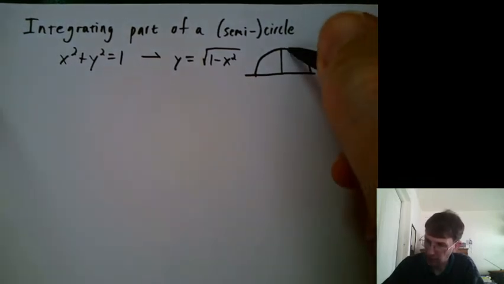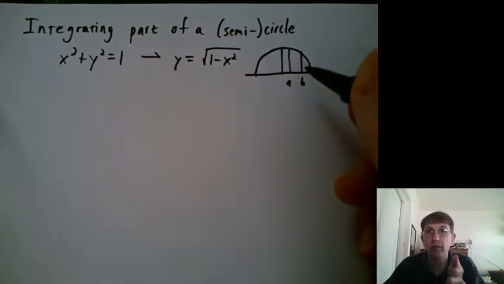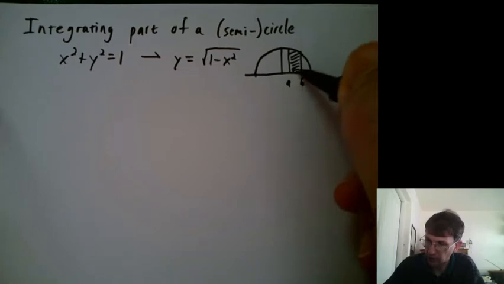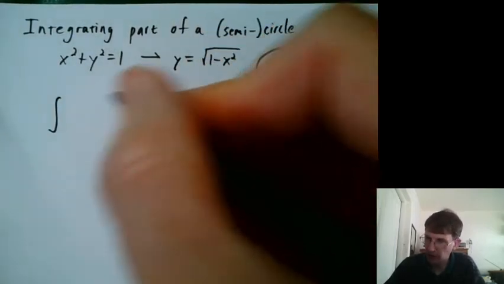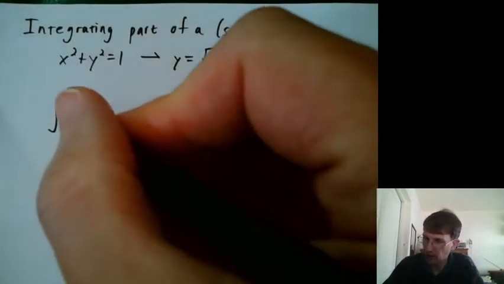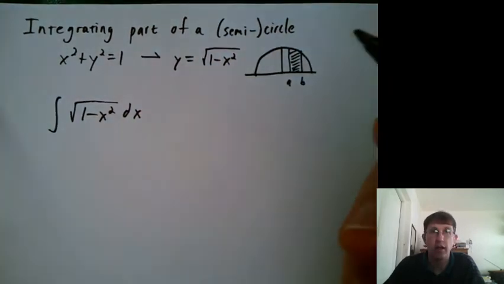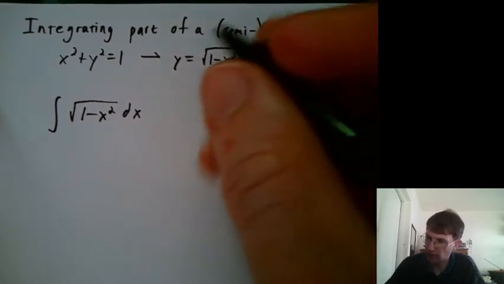And let's say we want to take a slice of it from A to B. We actually don't know yet how to find that area, but that's what we're about to do. So we want to say, what's the integral? Let's ignore the a and b for now, just focus on the indefinite integral. Integral of root 1 minus x squared dx. I'm thinking maybe a trig substitution. Would the same one we did last time still work, do you think? Well, let's write it down, give it a try.